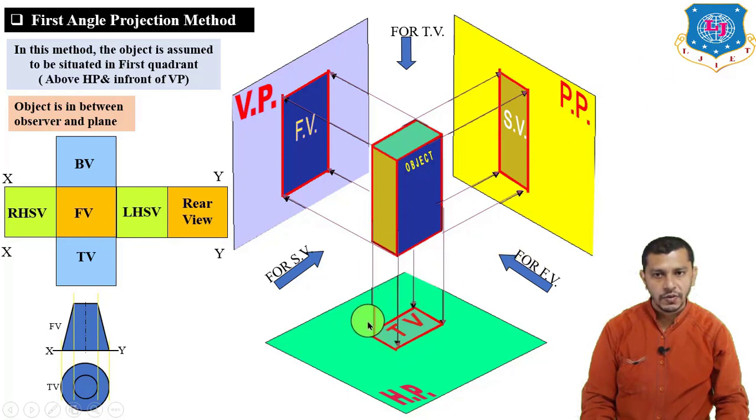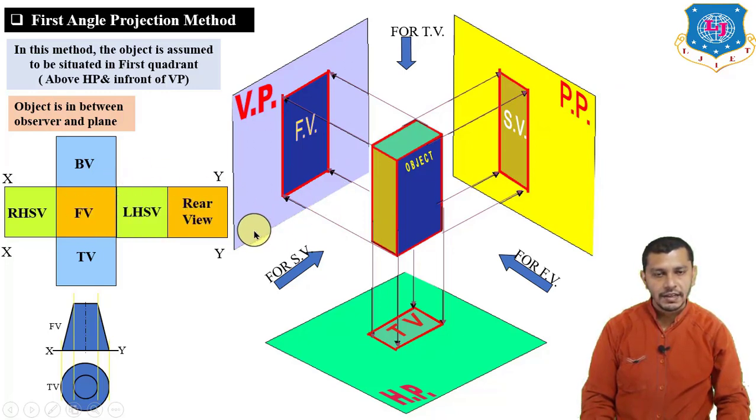So if we rotate the horizontal plane 90 degrees in the clockwise direction, we will get the top view below the XY reference line, or below the front view, like this. And right now this is our left hand side view. So the left hand side view we will project on the right hand side of the front view. So here we will get the left hand side view on the right hand side of the front view.